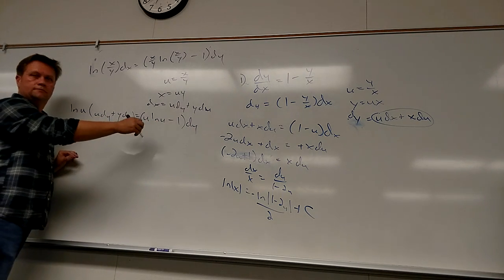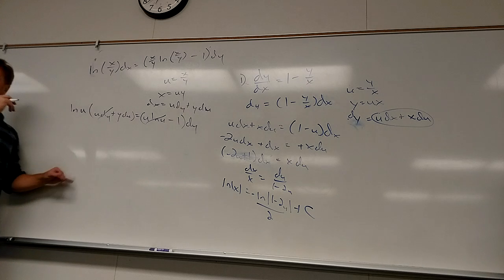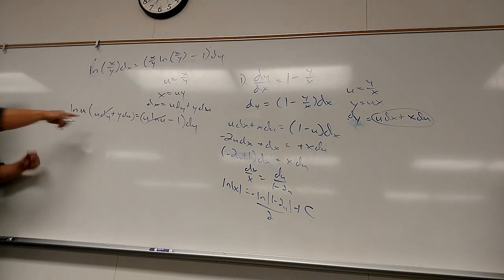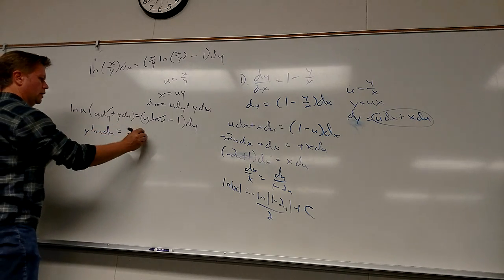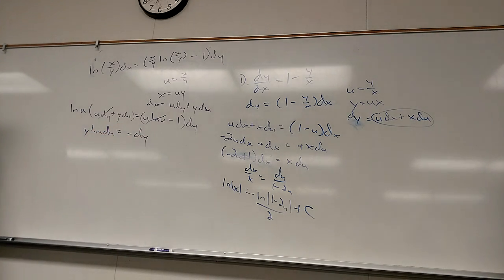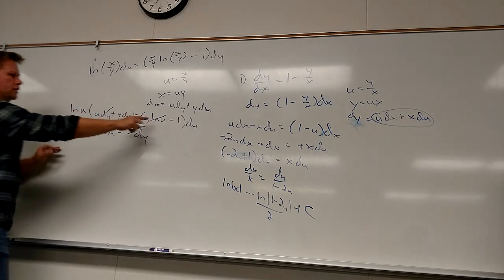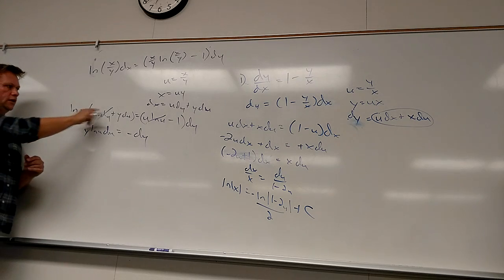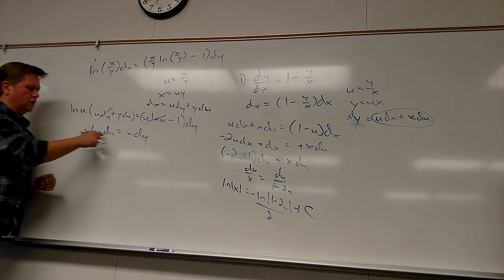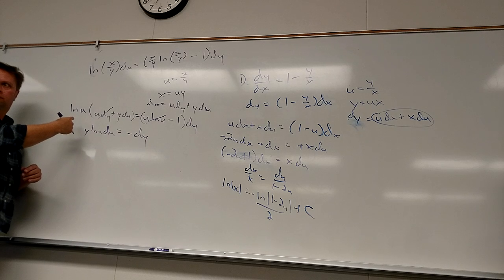You guys see that? And then I get y natural log of u du equals negative dy. Let me stop there for a second. Does everybody follow what happened? This is u natural log of u dy. That's u natural log of u dy. They're going to cancel. Awesome. Let them do that. Then I get that, and I get that, and now I can just divide by y.